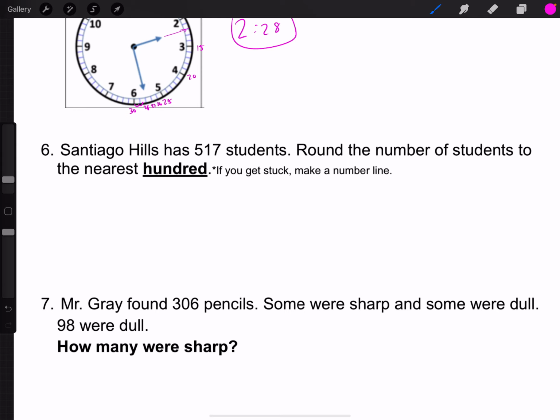Santiago Hills has 517 students. Round the number of students to the nearest 100 this time. Last time we were rounding to the 10. You can think about it a lot of ways. The kids might see that this 517 is less than 550, so it's going to round down to 500. They can make a number line and see that 517 is going to be way closer to 500 than 600, so it's going to round down to 500.